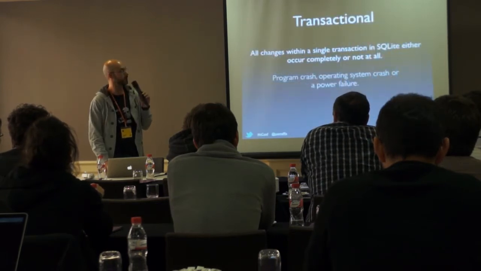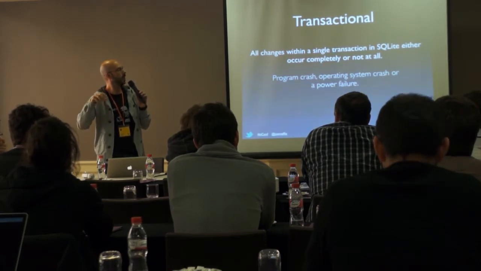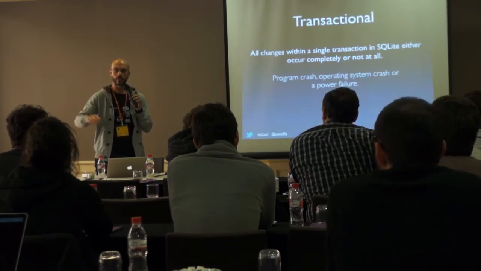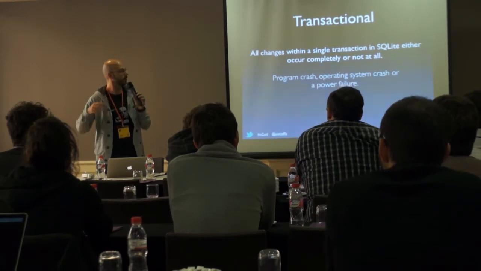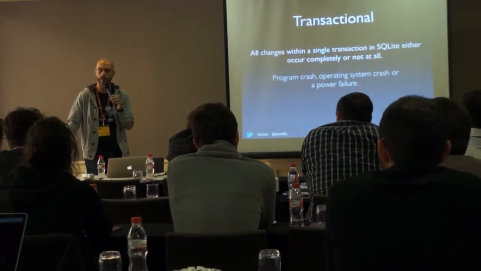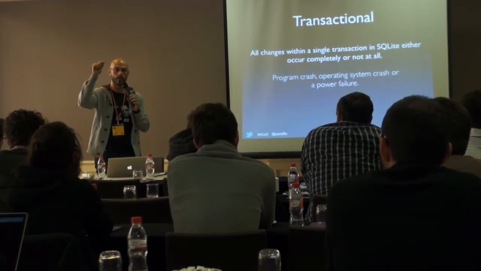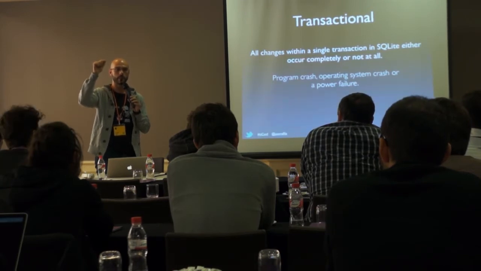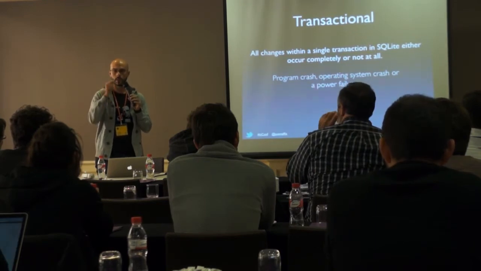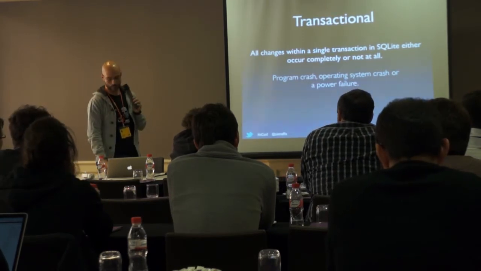One of the nice things is transactional. I'm going to explain a little bit better later on what it actually means. But basically, all the changes within a single transaction in SQLite either occur completely or don't happen at all. So SQLite can handle it for you if the client crashes or if the operating system crashes. It's a really cool feature of rolling back to whatever the previous status was. So if you are in the middle of an operation and your mobile application crashes, SQLite automatically rolls back from the previous operation that you were running, and that's one really cool feature.